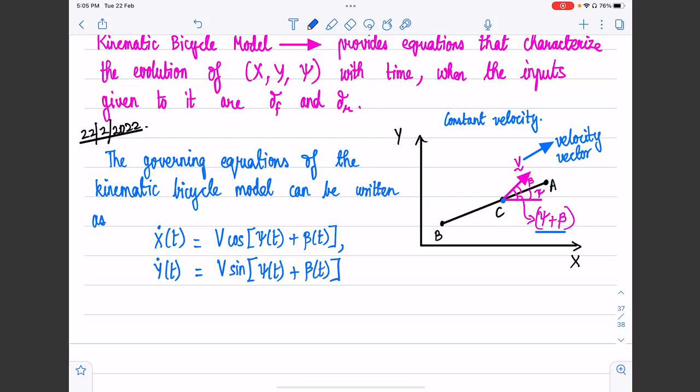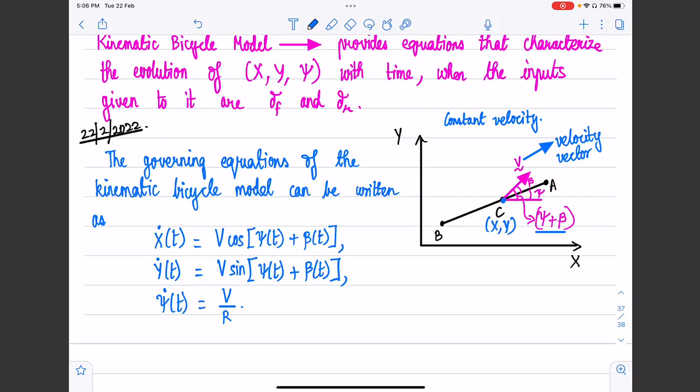And what is x, y? x, y is the coordinate of this point C. So x comma y denotes the coordinates of this point. And essentially we are going to get psi dot, which is what is called the yaw rate. It is going to be v by r. We assume that the car is rotating about the instantaneous center of turn with a constant speed. So the yaw rate is nothing but v by r.